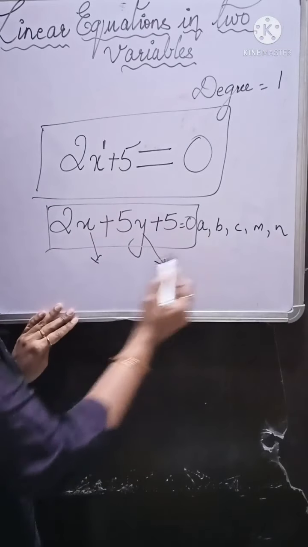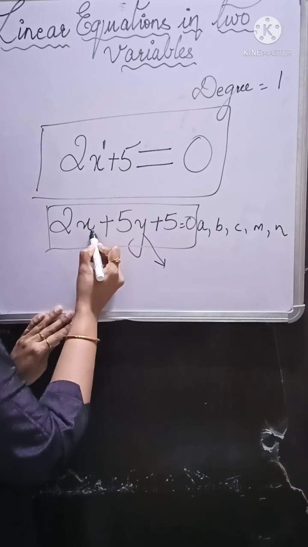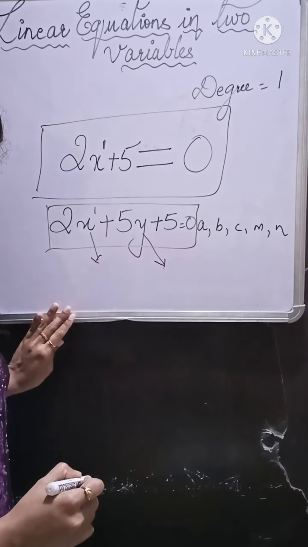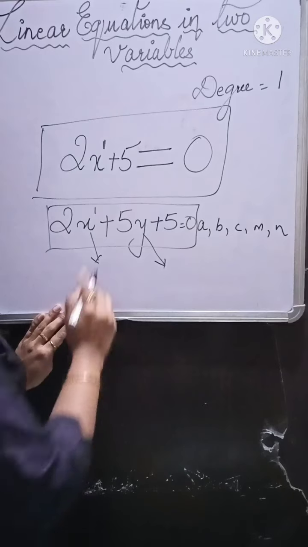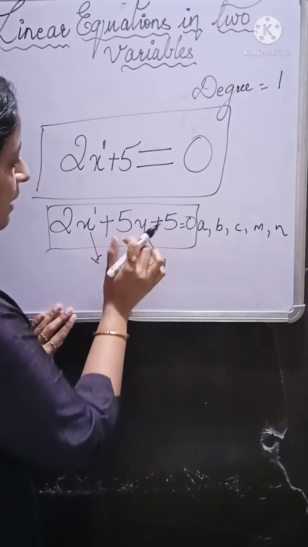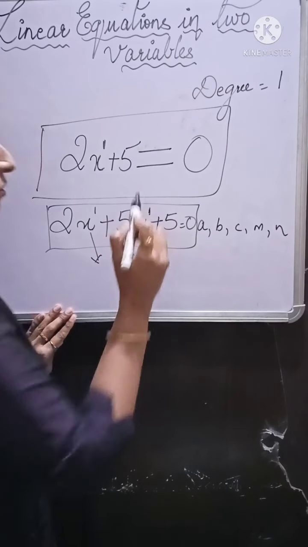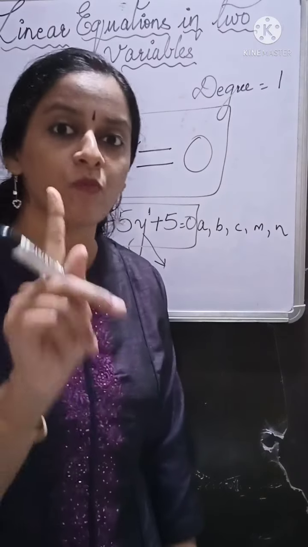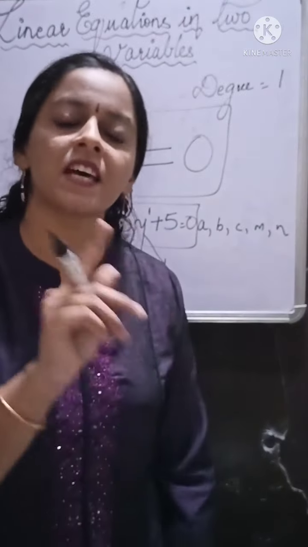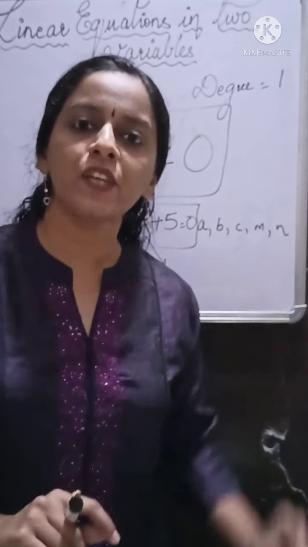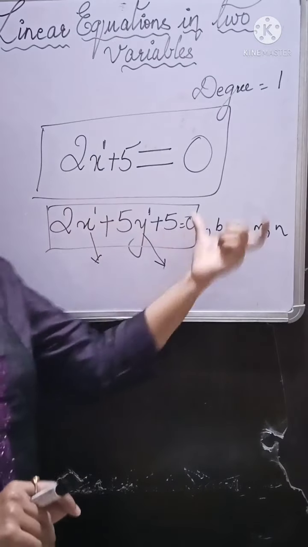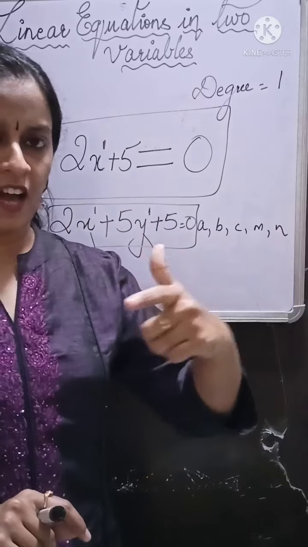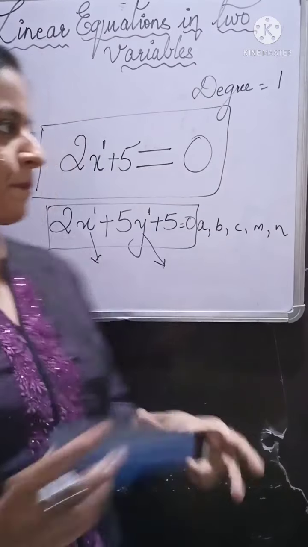Let us check in the second equation. First variable is x, its index is 1, degree is 1. Next variable is y, again nothing means 1. So both the variables have degree 1. If both the variables are having degree 1, then you call it a linear equation. Okay, let us take it further.